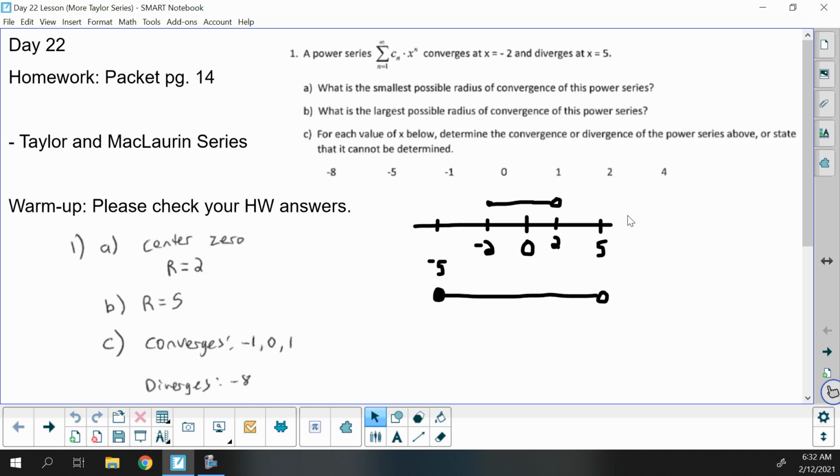We are on day 22. You got page 14 in the packet. Remember to do that on a separate sheet of paper so you have enough space. We're going to keep looking at Taylor and Maclaurin series today.